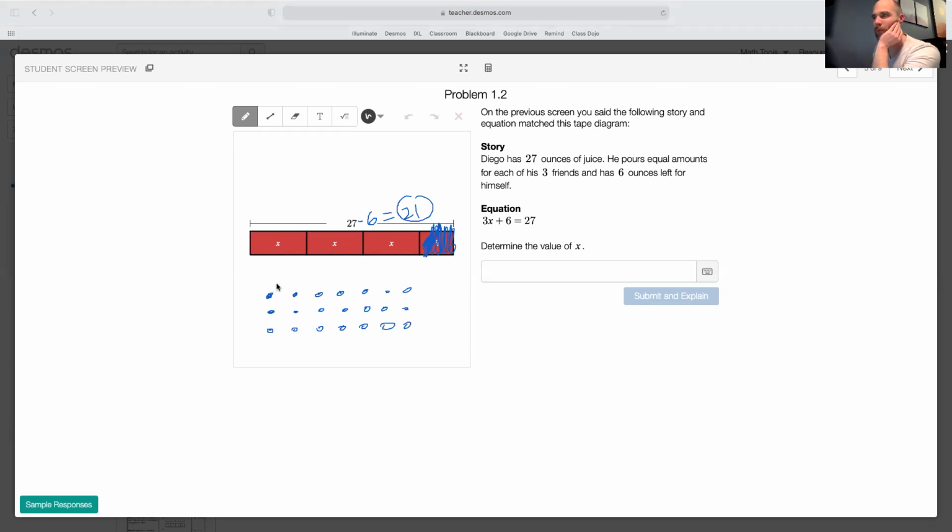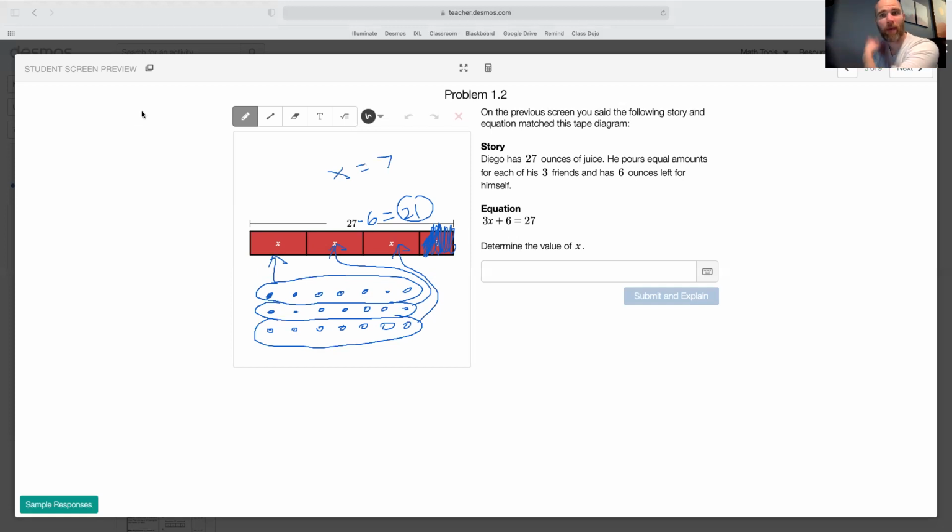Well, we could take these 7 here, and that counts for that X. These 7 here, and those could go in that box with X, and these 7 here will be that X. So it looks to me like X is going to equal 7.